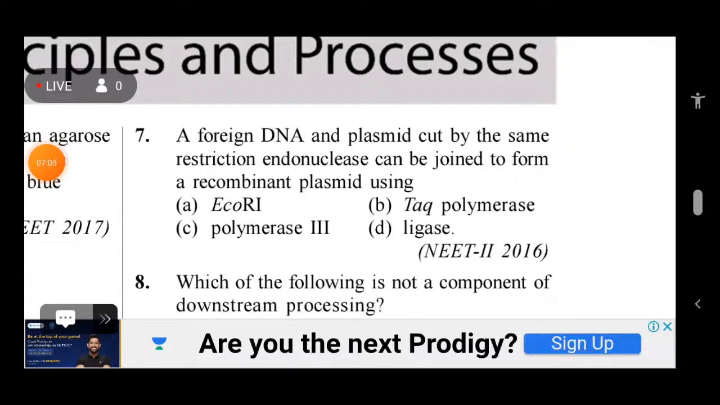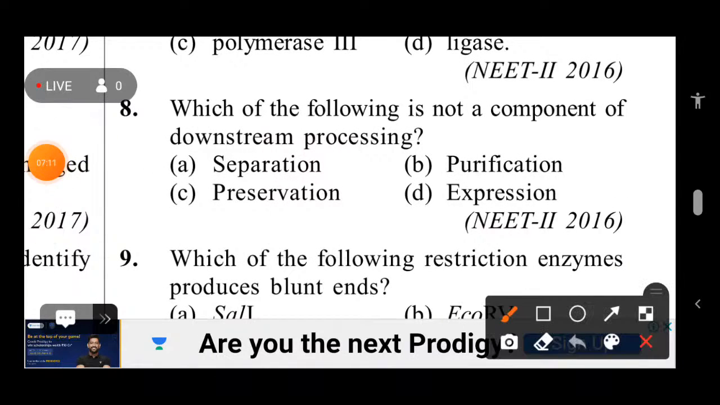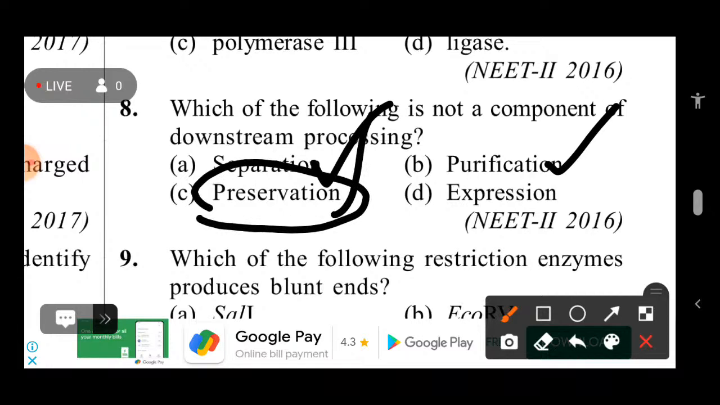Eighth question: which of the following is not a component of downstream process? We already saw what the components of downstream process are. Downstream process contains separation and purification. So for the eighth question, separation is also a downstream process, purification also, and preservation also comes under purification, because the purity of a compound is separated. It is distinguished while purified.